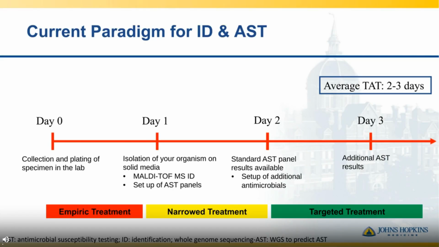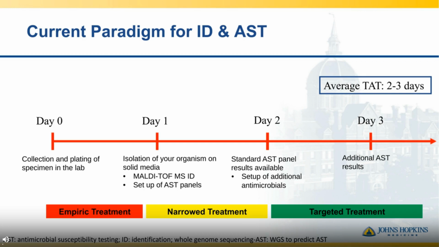So the standard method for clinical laboratories worldwide to detect antimicrobial resistance is through the standard identification and antimicrobial susceptibility testing methods. On average, these methods take between 2 to 3 days, where we collect a specimen in the lab, we'll plate it to appropriate media. From there, we will isolate the organism on the following day after overnight incubation. We will perform MALDI-TOF mass spectrometry for identification of that organism. And if we have pure and sufficient growth, we'll set up our antimicrobial susceptibility testing panels.